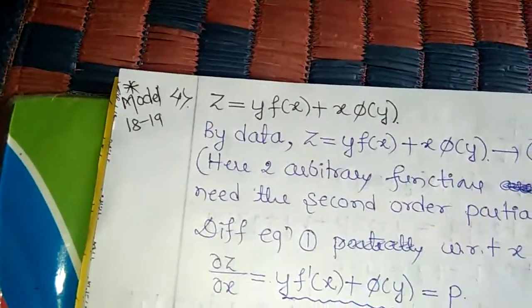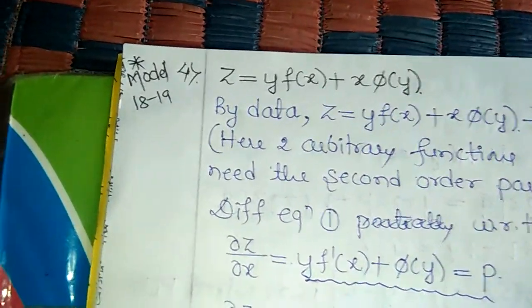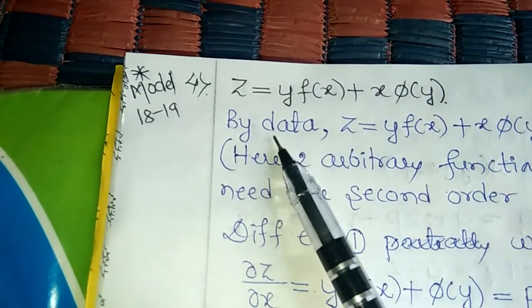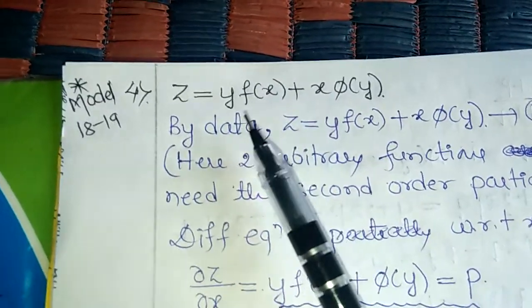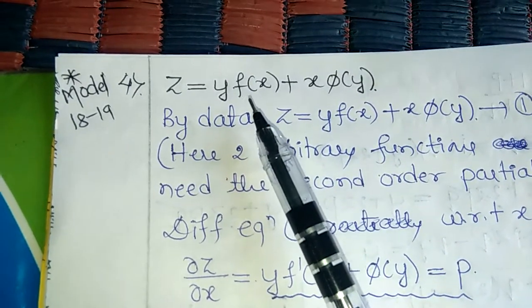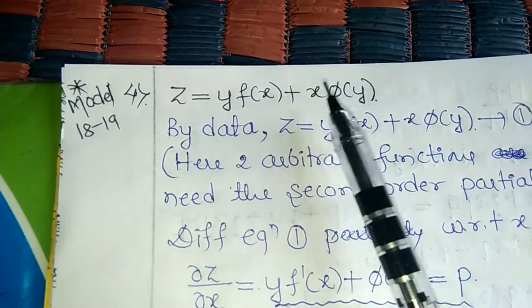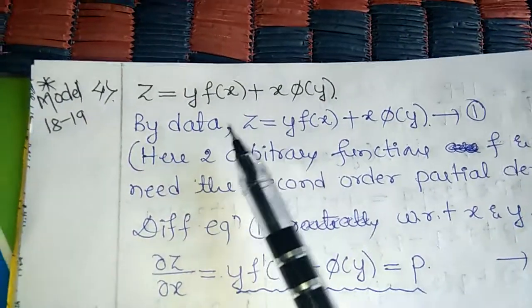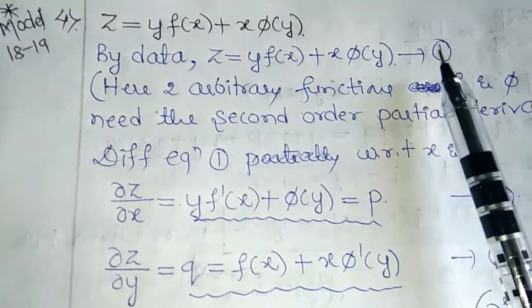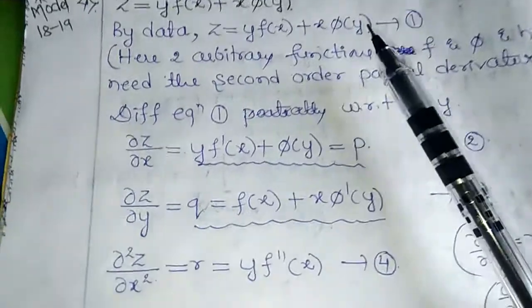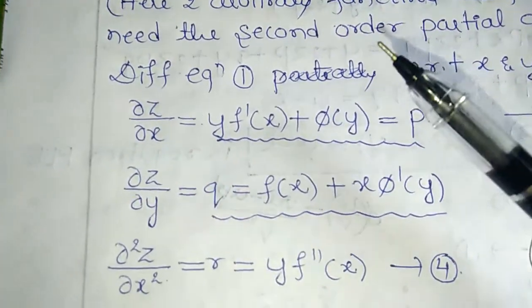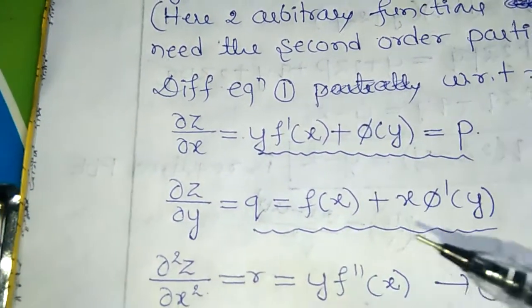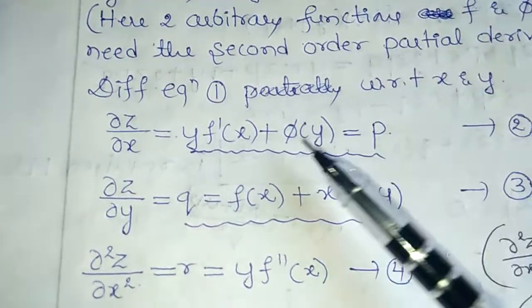It is asked in model question paper 2018-19. Z is equal to y into f of x plus x into phi of y. Here there are two arbitrary functions, f and phi. Write the given equation, call it as equation 1. It is having two arbitrary functions, which means you have to differentiate twice, so second order partial derivatives are needed.